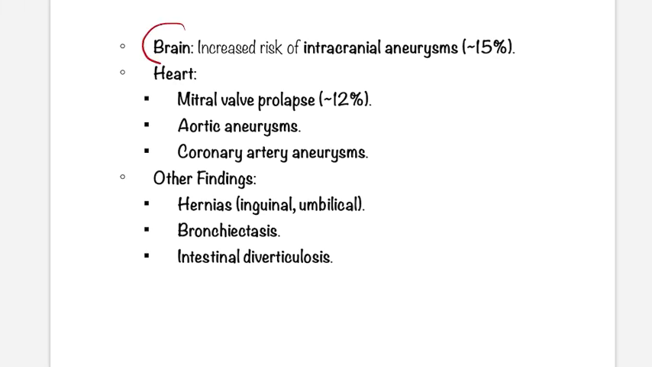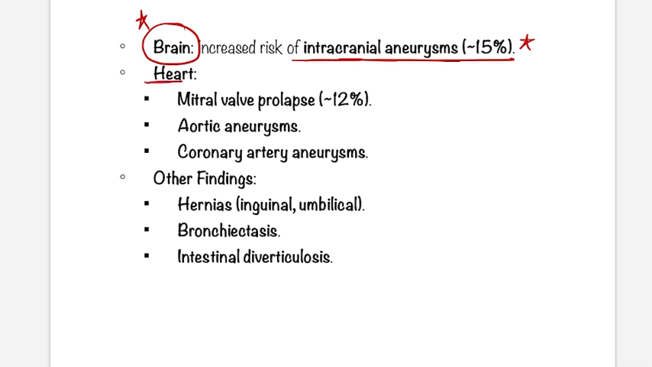Brain, just remember a very important thing, the risk of intracranial aneurysm is 15%. So if there is any family history of aneurysm, then you have to screen those individuals in that family at 18 years of age with magnetic resonance angiography. So the significance lies here.